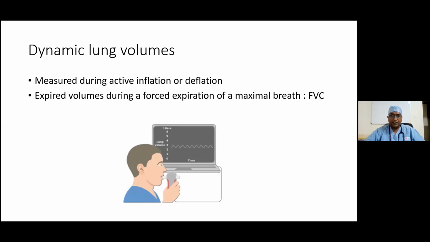Now, along with that, we need to discuss dynamic lung volume. Dynamic lung volume is measured during active inflation or deflation, expired volumes during a forced expiration of a maximal breath, that is forced vital capacity. We'll come to that in detail.